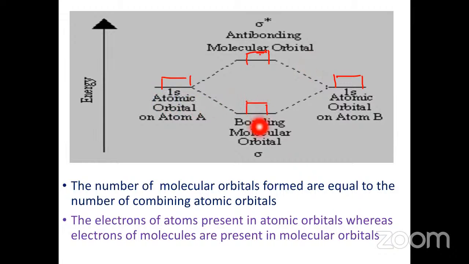Then here, bonding molecular orbitals. These bonding molecular orbitals are formed by the additive effect or constructive interference of the atomic orbitals. The bonding molecular orbitals have lesser energy and greater stability. These are represented with sigma and pi.